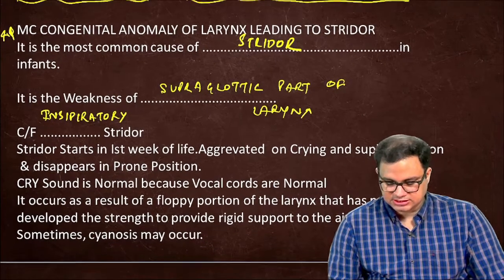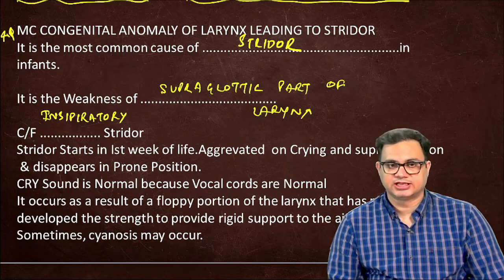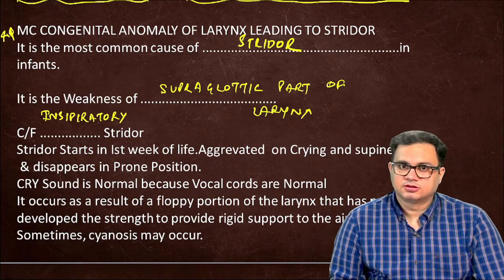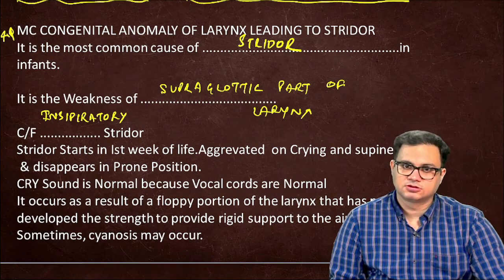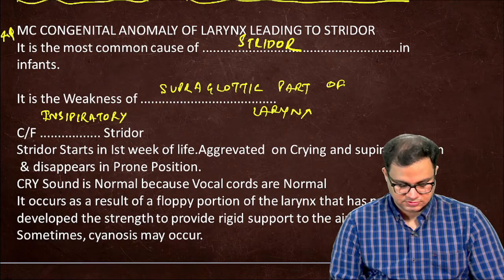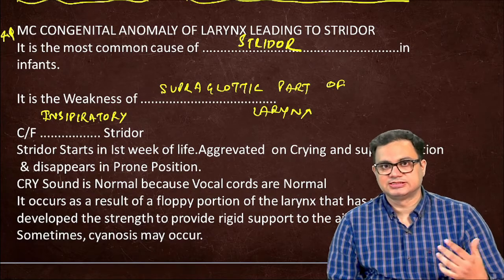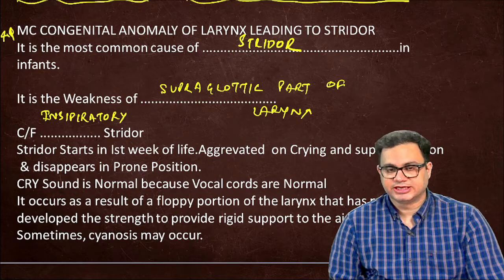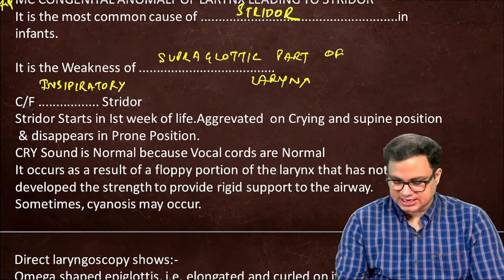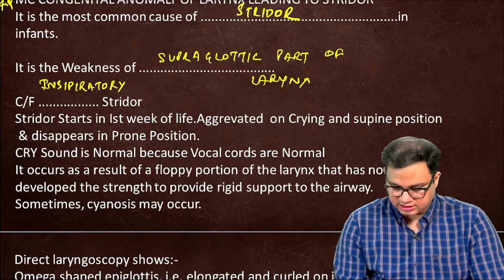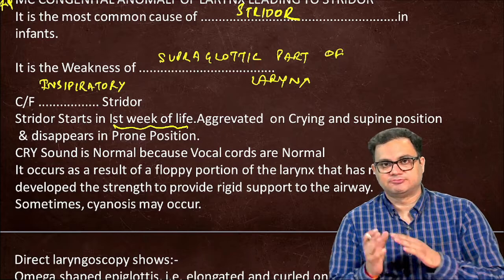Patient is basically having an inspiratory stridor, and what will the inspiratory stridor look like? So you can see that this is a patient who is having an inspiratory stridor. The stridor usually starts in the first week of life. Basically it is aggravated on crying and when the patient is lying supine.